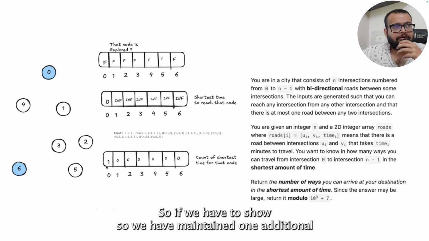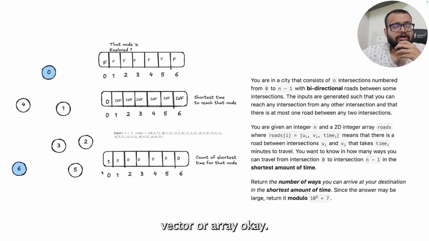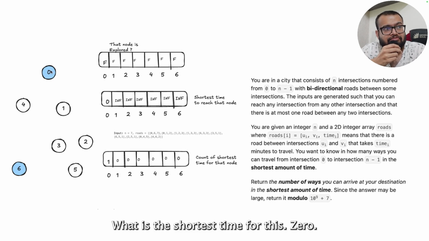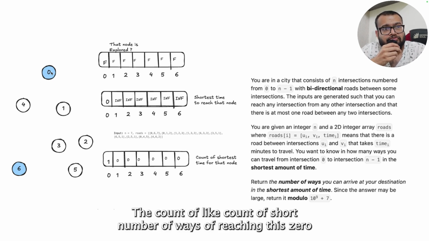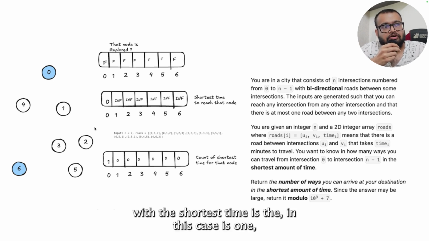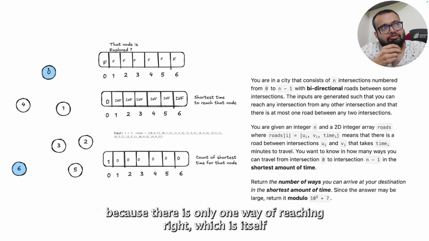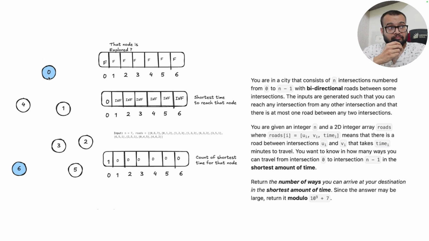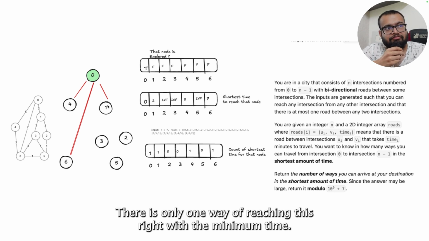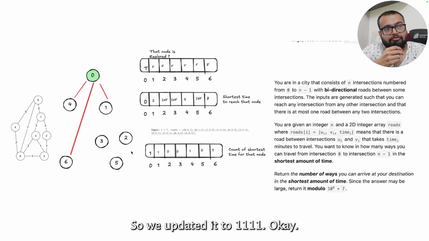So we have maintained one additional vector or array, where we are saying what is the shortest time for that node. In this, what is the shortest time for this 0? The count of the number of ways of reaching this 0 with that shortest time is in this case 1, because there is only one way of reaching, which is itself. Now from 0 to 4, 0 to 6, 0 to 1, there is only one way of reaching this with the minimum time. So we updated it to 1, 1, 1, 1.